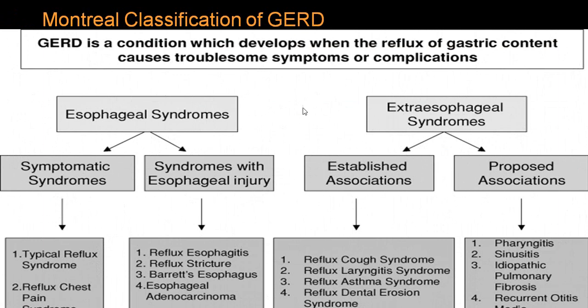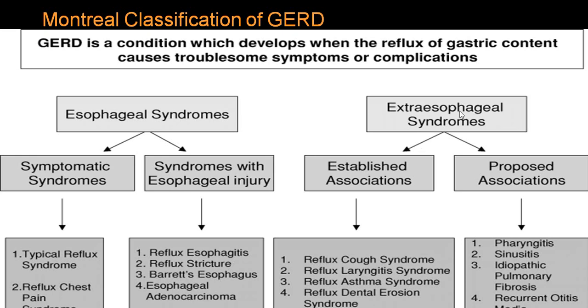Classification of GERD can be one way, as we already mentioned, pathological and physiological, erosive and non-erosive. Another way is esophageal symptoms and extraesophageal symptoms. In esophageal, there are symptomatic syndromes like typical reflux syndrome and reflux chest pain syndrome, while syndromes with esophageal injury include reflux esophagitis, stricture formation, Barrett esophagus, followed by adenocarcinoma.